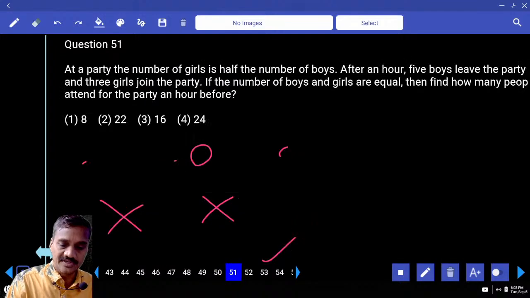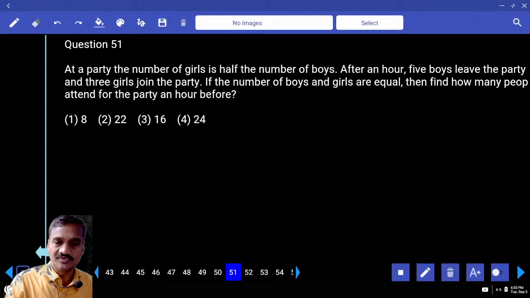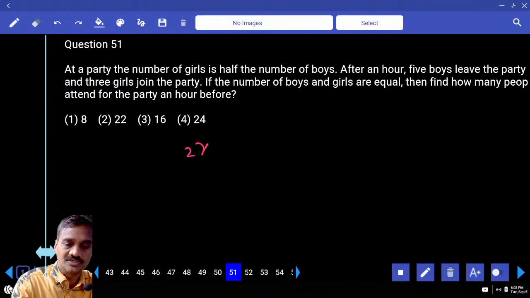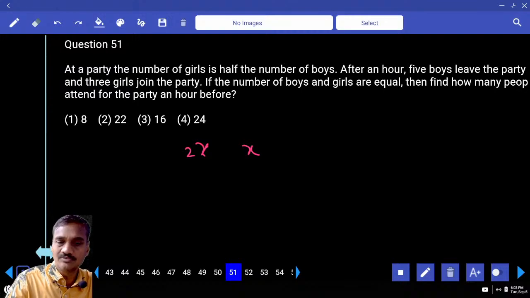Then the next one, 51. Now in this question number 51, at a party, how many girls were there? The number of girls is half that of the number of boys. If girls is half that of boys, if boys is 2x then girls will be x. And then 5 boys leave the party and 3 girls joined the party. Then they were the same, isn't it? As they were the same, 2x minus 5 equals x plus 3.